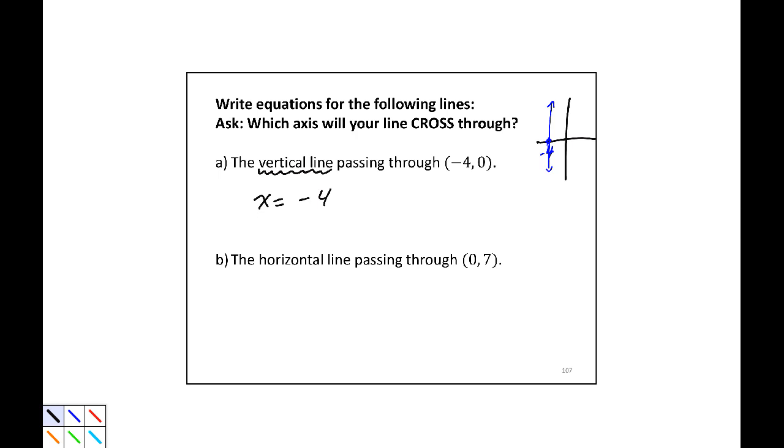All right, next we have the horizontal line passing through 0, 7. So 0, 7 would be right about here. Horizontal, so the slope is 0, which tells us it's going to be of the form y equals a constant. And since this is a constant function at a height of 7, our function is y equals 7. So keep in mind if you see that it's a horizontal or a vertical. Verticals are not functions. Horizontal lines are constant functions.